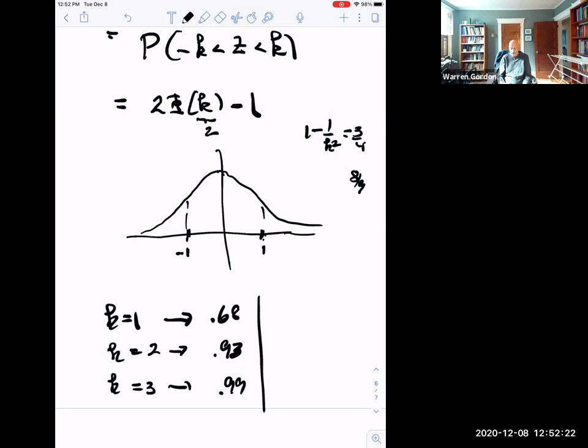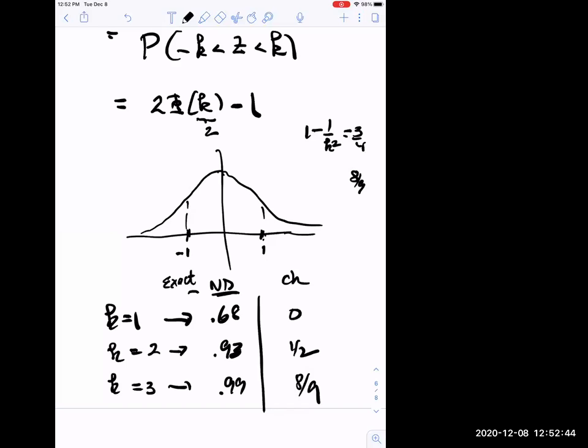So this is the normal distribution, what we get, the exact answer. Chebyshev tells you in this case it was 0, in this case it was 1/2, in this case it was 8/9. Okay, so that was the whole point of this problem. And you had another question, you said? It was actually the one following that.